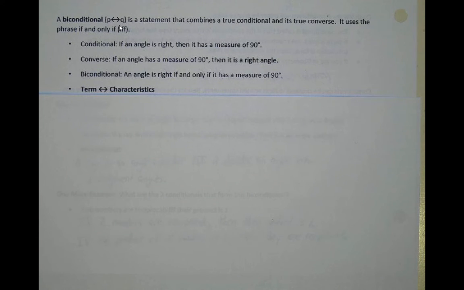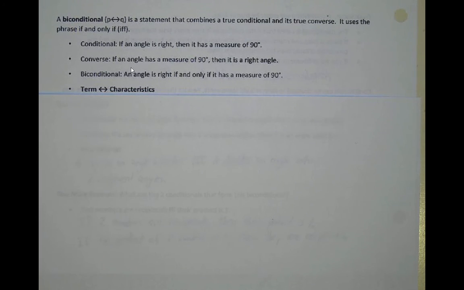That's basically what a converse is, and I think we agree that both of them are true. So the biconditional says take the original hypothesis part and the original conclusion part, and instead of having if and then in front of them, you just put if and only if in the middle. So the biconditional would be an angle is right if and only if it has a measure of 90 degrees. And all of a sudden, that's a definition. We generally will put the term first, and then if and only if, and then the characteristics, which is what we've done here. The term is a right angle, and the characteristic is a measure of 90 degrees.